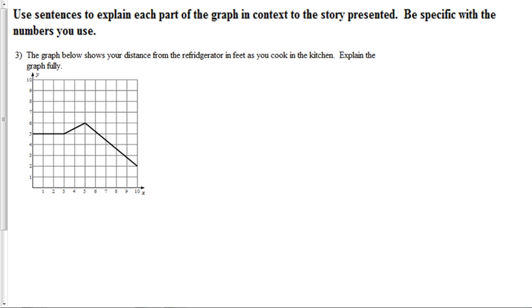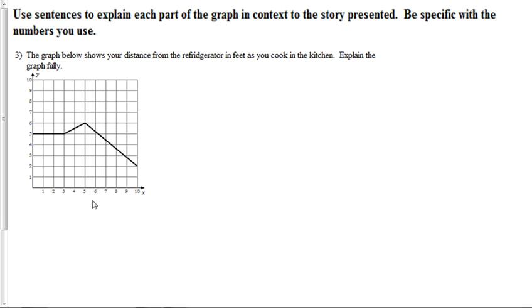So let's take a look at number 3 in the packet first. It says use sentences to explain each part of the graph in context to the story presented. Be specific with the numbers you use. So these answers can vary significantly depending on what kind of story you create. I will give you an example of one using this graph here, but what you will notice is that all the parts of the graph are related in the sentences.